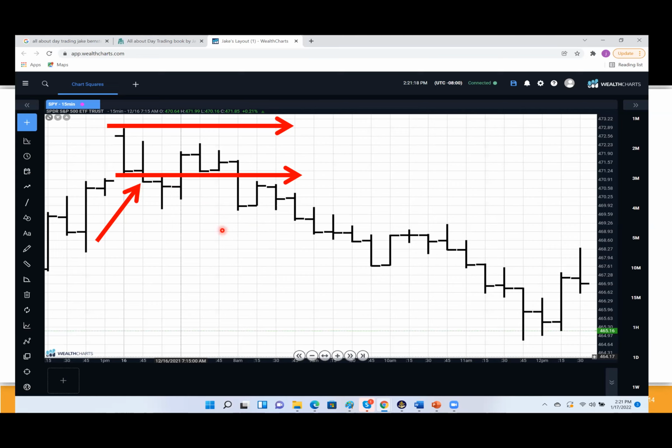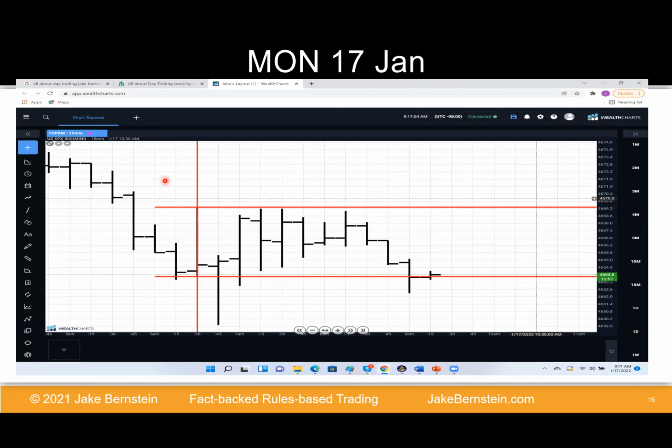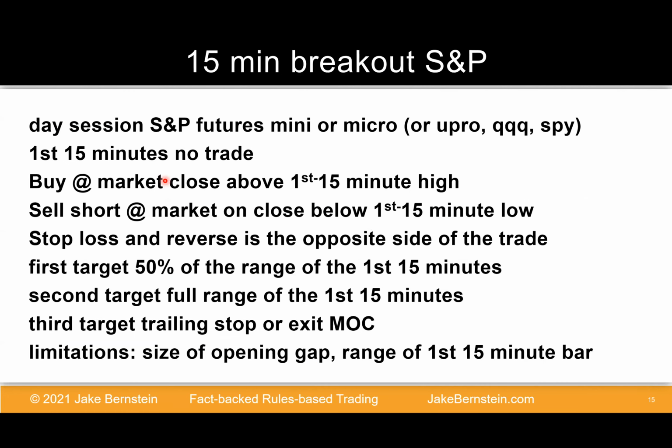Most of the time, the trigger will happen during the first 2 hours of the day. The stop loss: if we then close above the high of the first 15 minutes without hitting the first target, we reverse the position and go long, covering the short position. Very simple, very clear. Let me show you another day, and then we'll look at what happened today. And here are the rules, by the way, right over here.